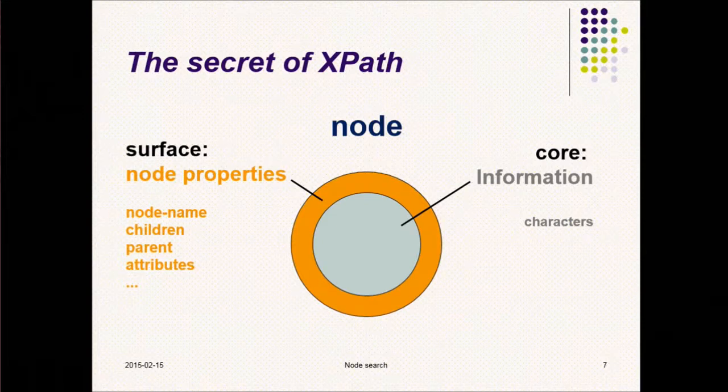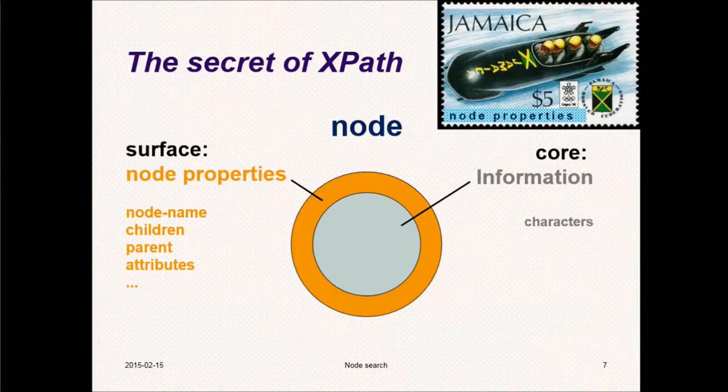The power of XPath is based on a secret, and this is the modeling of XML items, its documents, elements, attributes, as nodes. A node has a core of information and a surface of node properties, like node name, pointers to the child nodes and to the parent, and so on. And these node properties provide the surface along which XPath navigation rushes. So XPath navigation is guided by node properties.